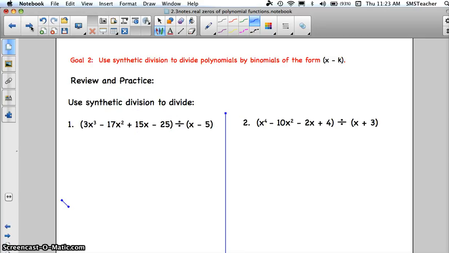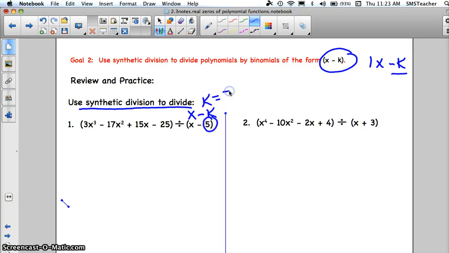If you look at goal 2, use synthetic division to divide polynomials by binomials of the form x minus k. Remember, for this form, the coefficient of x must be 1. So this must be 1x minus k, where k is a constant. So let's use synthetic division to divide, and we'll be dividing by x minus 5. Double check, is this the form x minus k? It is. And remember that k is equal to 5.